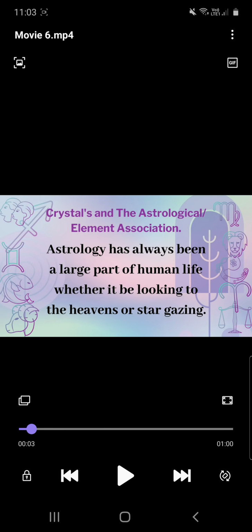So this is looking at the crystals, the astrological and element association. Astrology has always been a large part of human life, whether it be looking to the heavens or simply stargazing, which is true if you go back generations and generations. Astrology's always been present, and it's kind of wondrous in a way. It's ever changing.